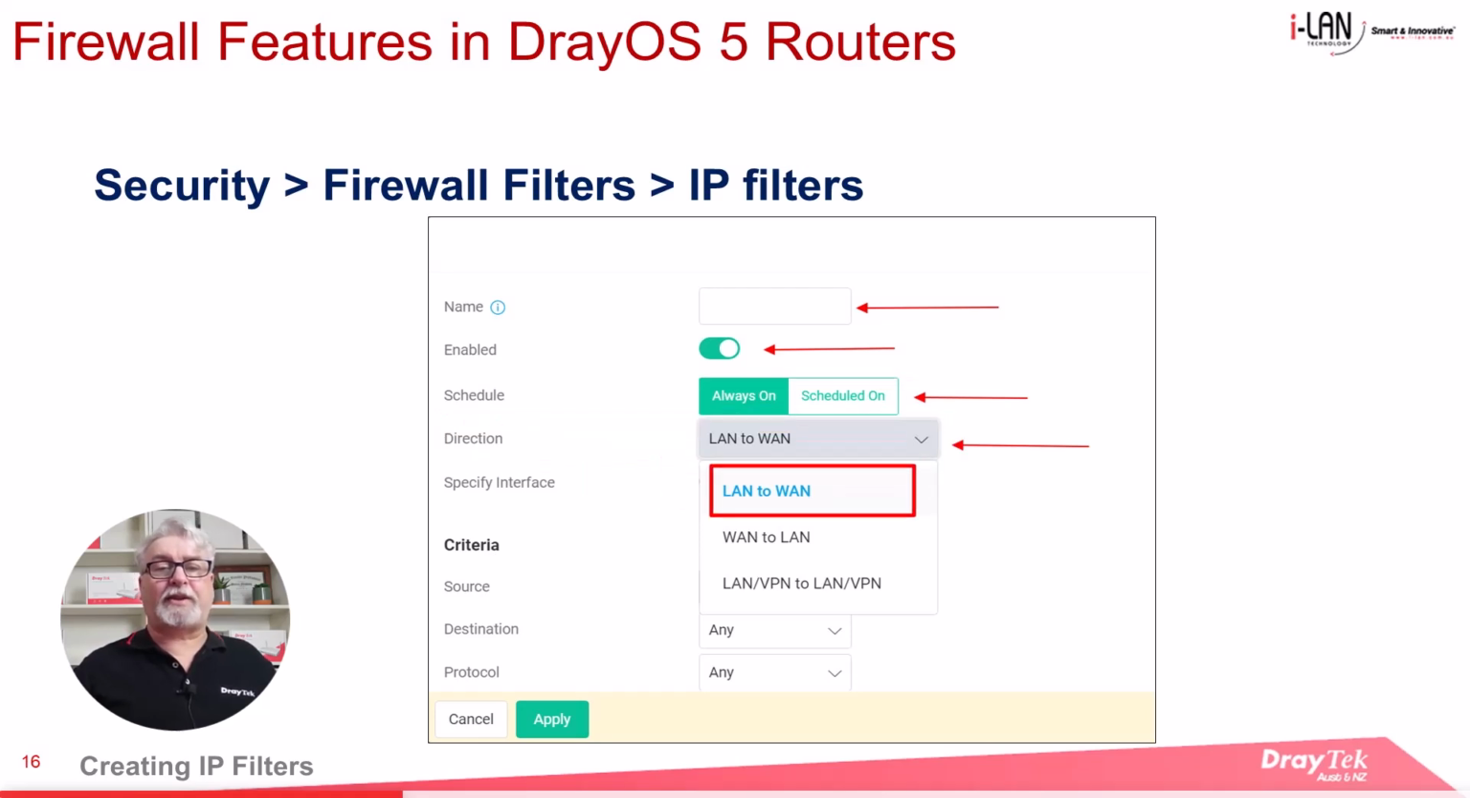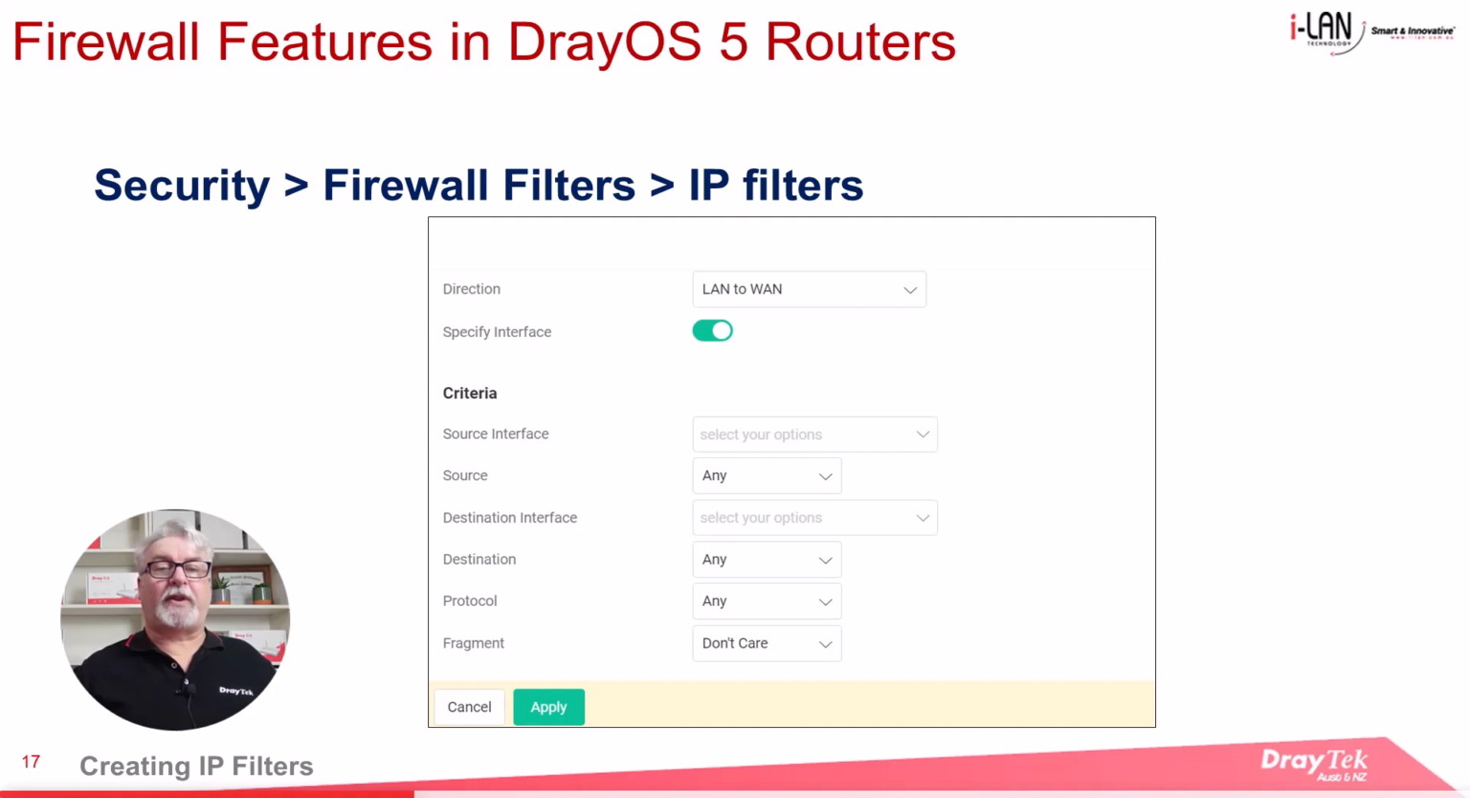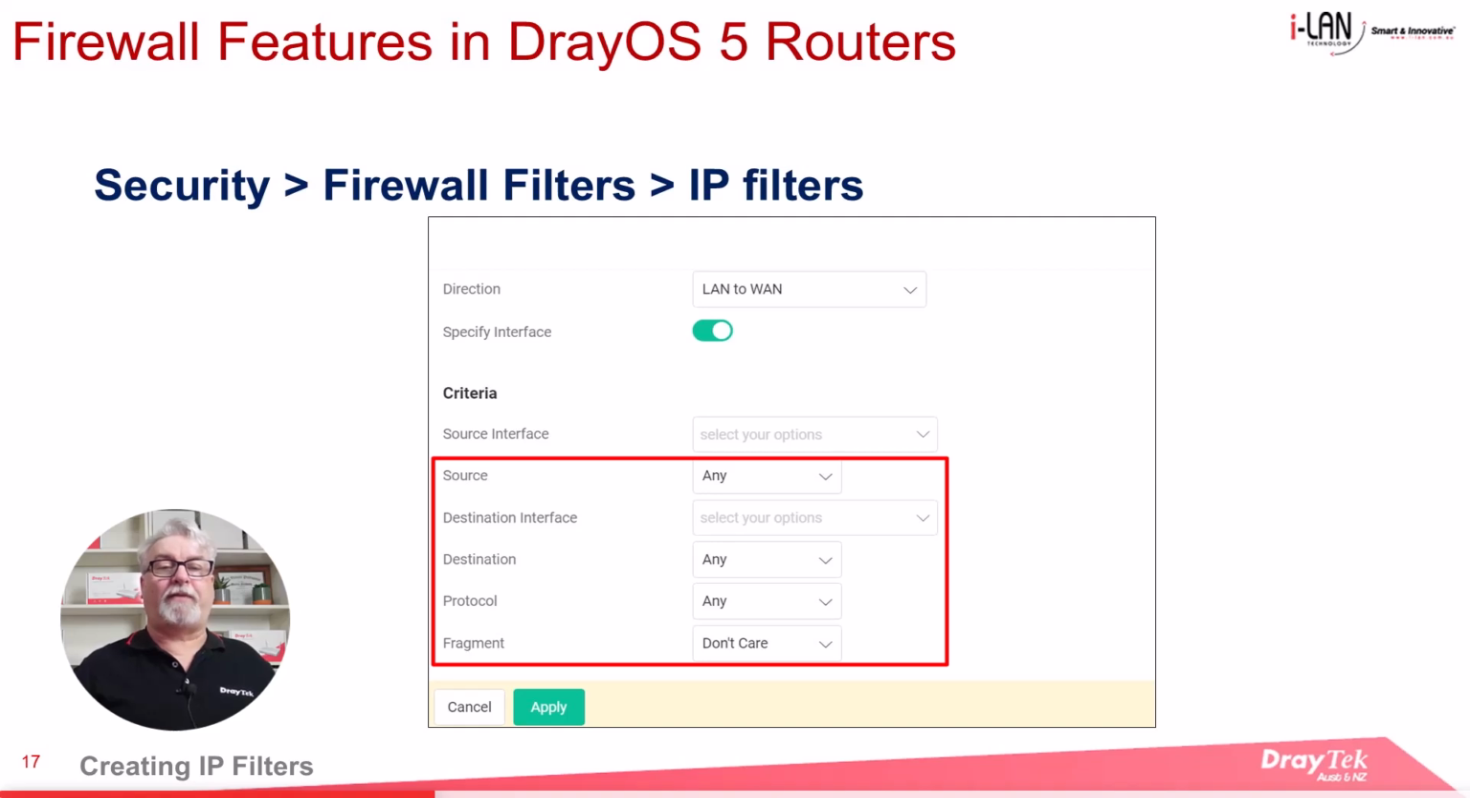This can be either LAN to WAN outbound, WAN to LAN inbound, or LAN VPN to LAN VPN internal. You can also enable and specify the LAN, VPN and WAN interface if needed. If enabled, specify the interfaces for the traffic flow. Source interface, select the LAN VPN interface or interfaces. Destination interface, select the WAN interfaces. You need to also select the source and destination IP address, as well as the source and destination port number, protocol and fragment options.